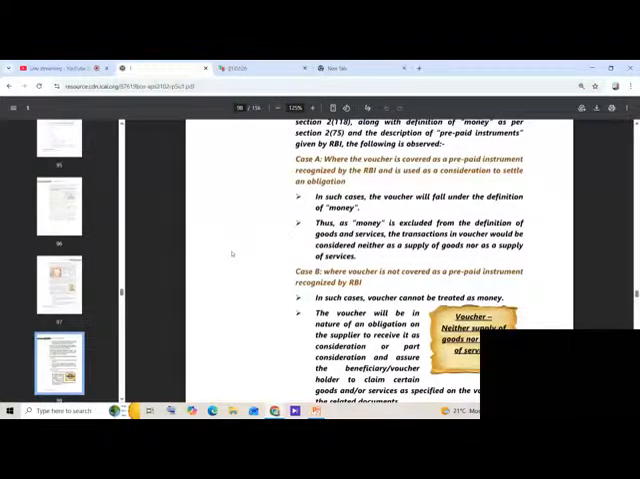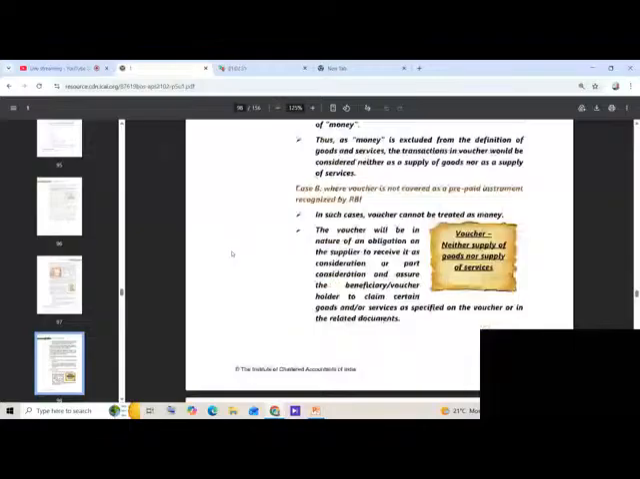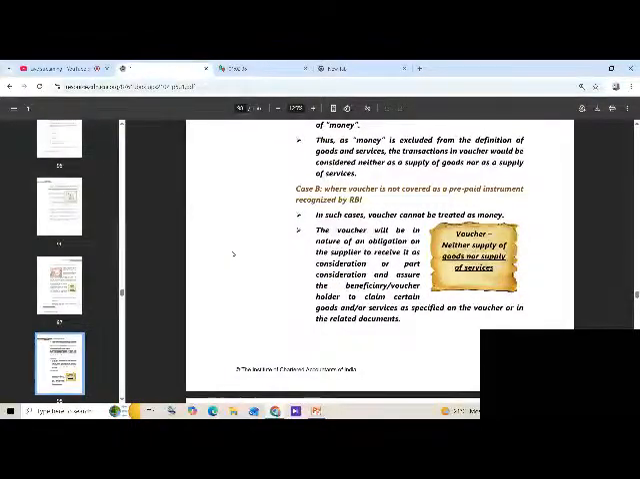Where voucher is not covered as a prepaid instrument recognized by RBI, in such cases, voucher cannot be treated as money. The voucher will be in the nature of an obligation on the supplier to receive it as consideration. As vouchers are not covered under the definition of specified actionable claim, it appears that they are covered in entry 6 of Schedule III. Therefore, it appears that even in such a case, transaction in vouchers would be treated neither as supply of goods nor as supply of services.